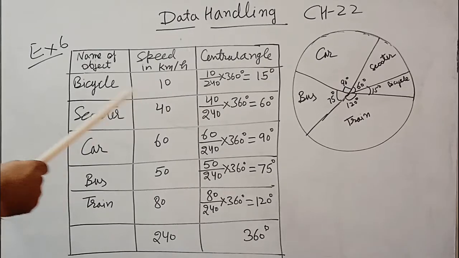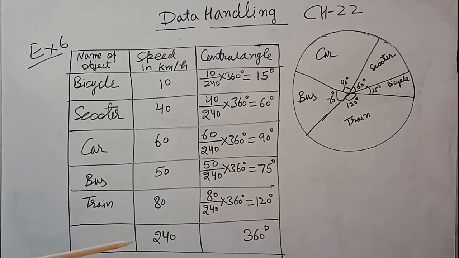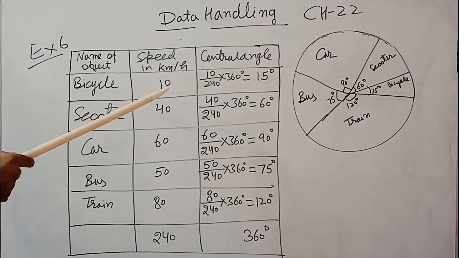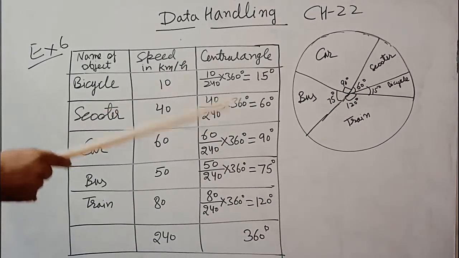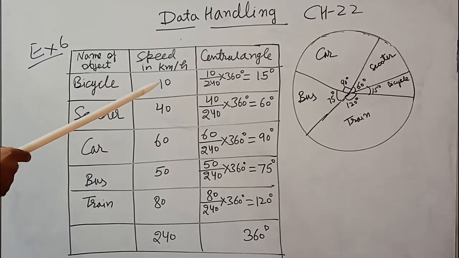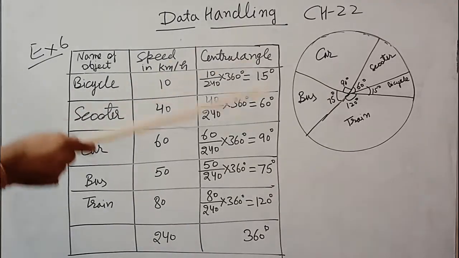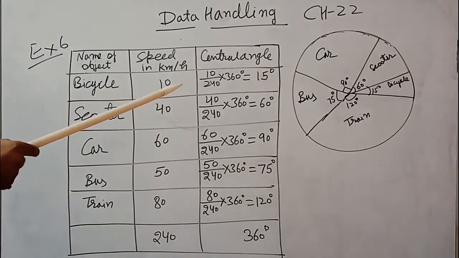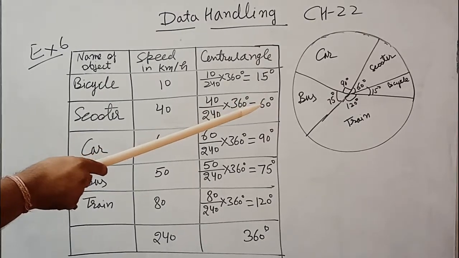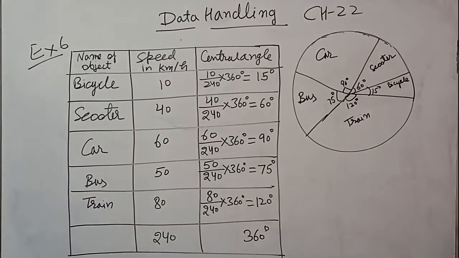Let's see the first one. Bicycle: the speed of the bicycle is 10 km per hour and the total we got is 240, which we are comparing. So 10 upon 240 into 360 for finding the central angle. As the total angle at a point is 360, 10 upon 240 into 360 gives us 15 degrees. So the angle we make in this circle for bicycle will be 15 degrees. Draw a line and with the help of a protractor we will make the angle of 15 degrees.